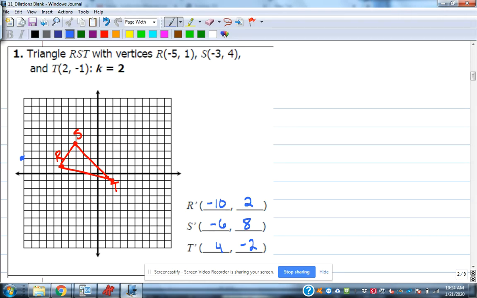All right, so there's R prime. And then negative 6, 8. There's S prime, and T prime is at 4.